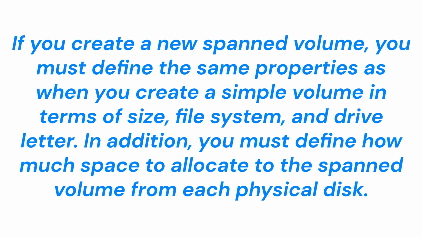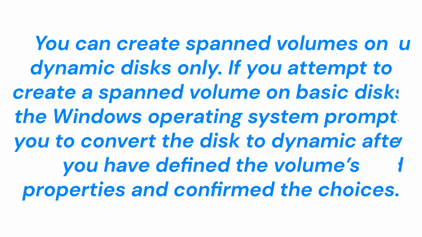If you create a new spanned volume, you must define the same properties as when you create a simple volume in terms of size, file system, and drive letter. In addition, you must define how much space to allocate to the spanned volume from each physical disk. You can create spanned volumes on dynamic disks only. If you attempt to create a spanned volume on basic disks, the Windows operating system prompts you to convert the disk to dynamic after you have defined the volume's properties and confirmed the choices.